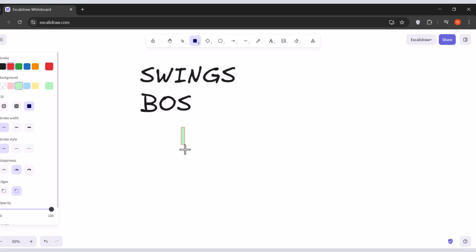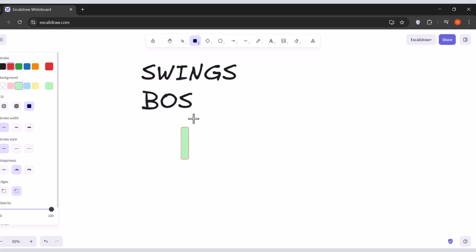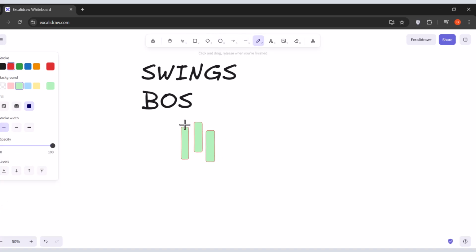Let me use this red option over here. I'm going to draw another one over here too, just like this, then another one by the side, just like this. Then I'm going to add something like a wick. Sorry, my drawing is crooked. So let's assume these are candlesticks in a market.